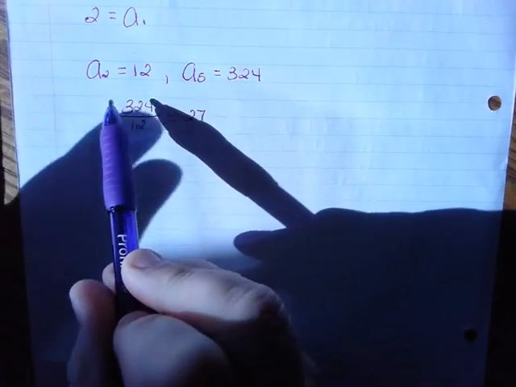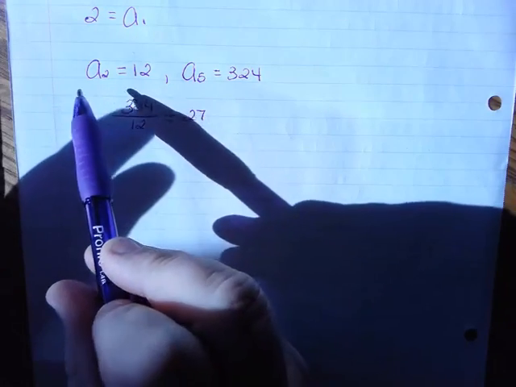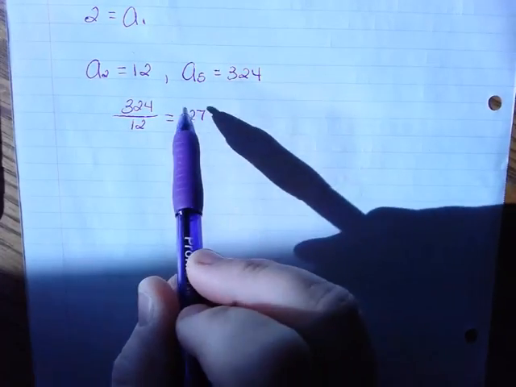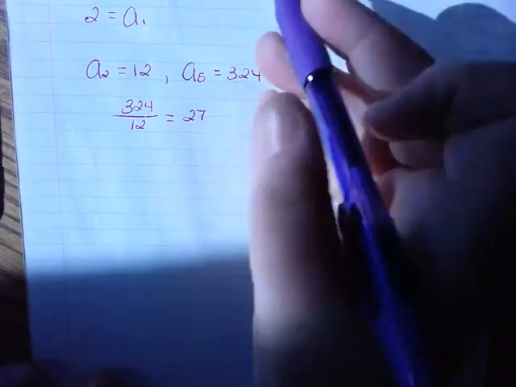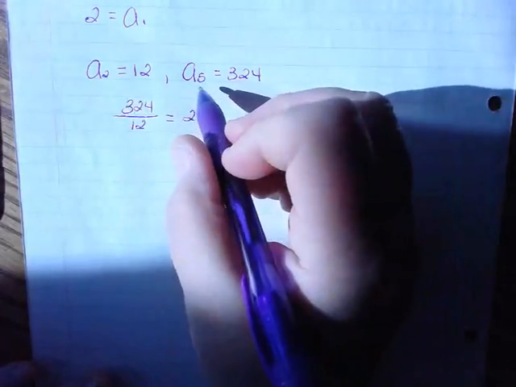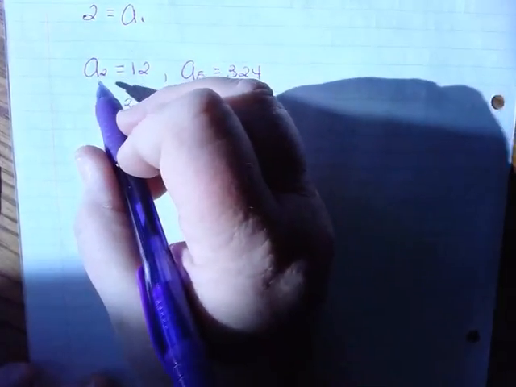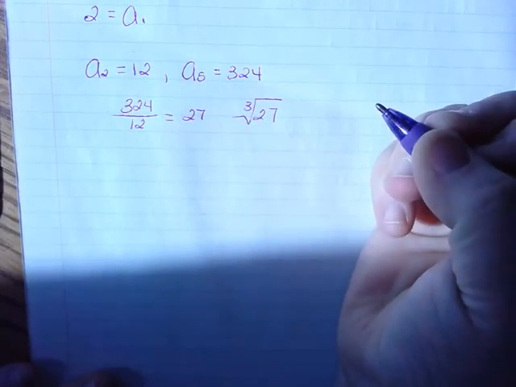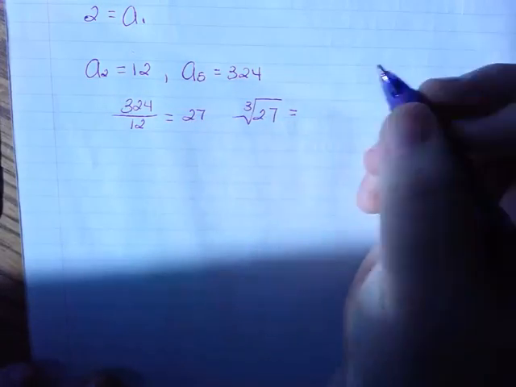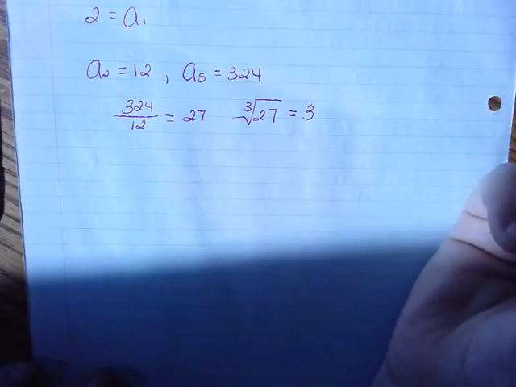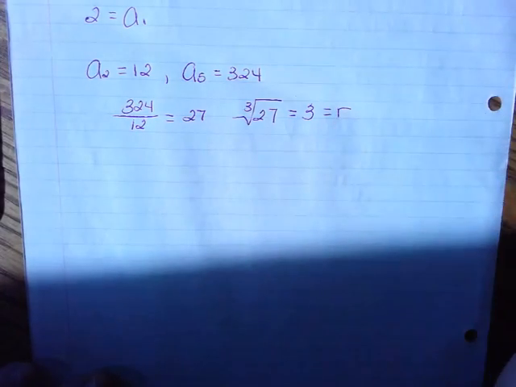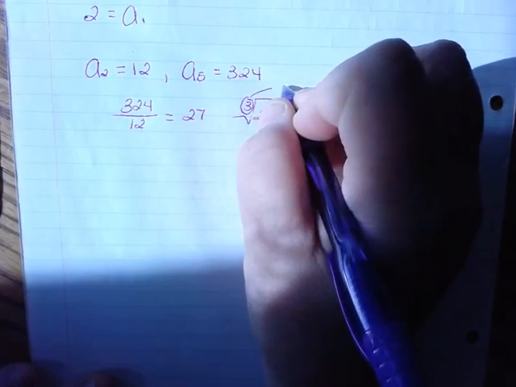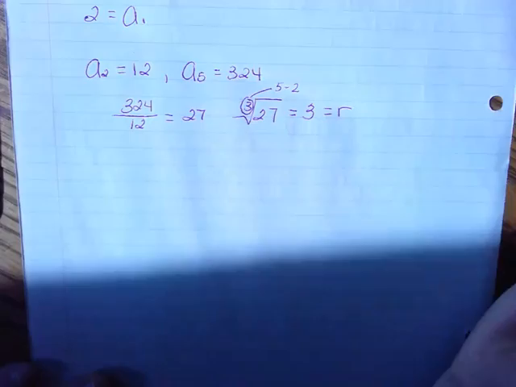There are 3 terms between a sub 2 and a sub 5. So my next step is to take the cubed root, and I use the cubed root because 5 minus 2 is 3. So I take the cubed root of 27. Using my calculator, that gives me 3. So my r is equal to 3. And remember, this 3 right here came from 5 minus 2.